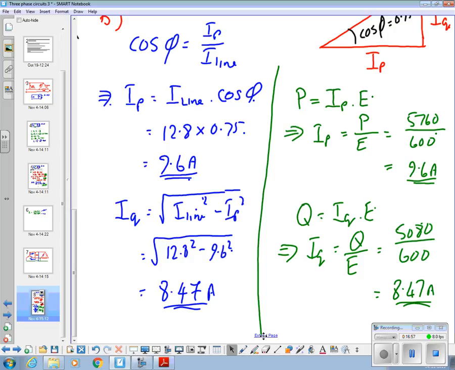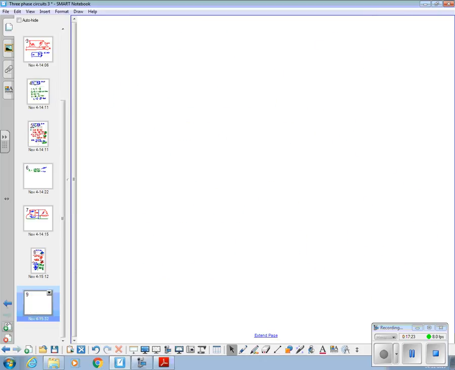What about part C? Anyone started that yet? Do you want to start on it? What does the question say? Determine the phase angle between the line current and the line voltage. I would recommend, so this is part C, a phasor diagram.